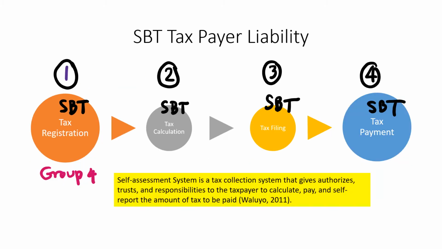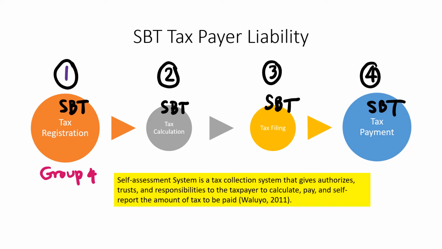But in practice, however, in this lecture, I rearrange the sequence a little bit. So I will start with the specific business tax registration, which is in Group 4, first. And then after you register for the SBT, we will discuss the SBT calculation, SBT tax filing, and SBT tax payment. This is because, as with a majority of countries around the world, we have a self-assessment system.